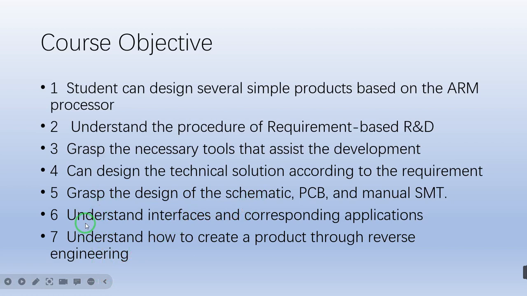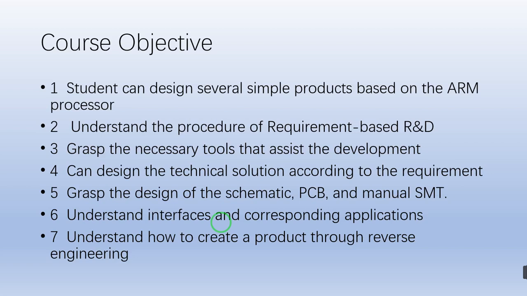Another purpose is to understand the interface and the corresponding application. Different applications need different interfaces. For example, remote control or remote monitoring systems in a chemical factory need to pull the information with CAN bus. This is a special interface which was in the past used in the car factory, and now is also used in industrial controllers.